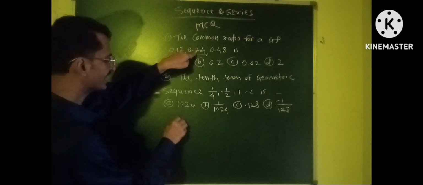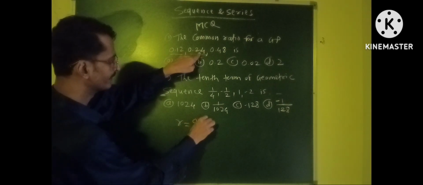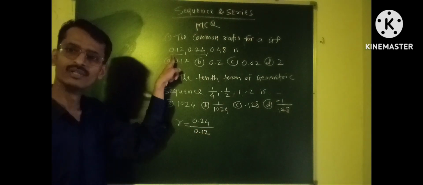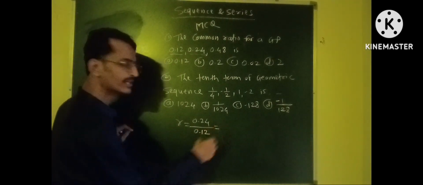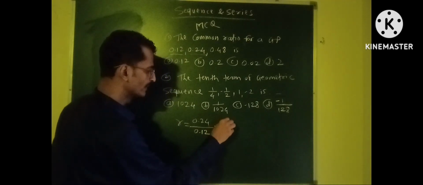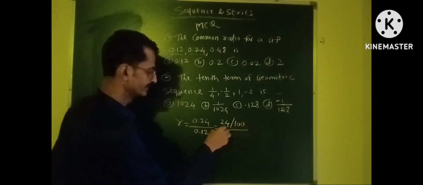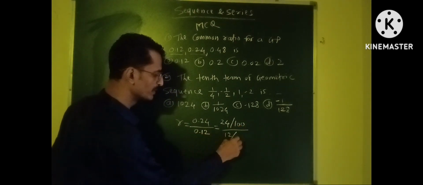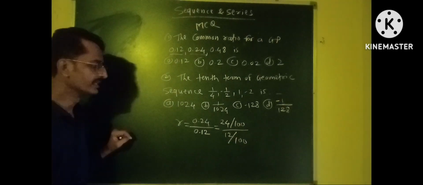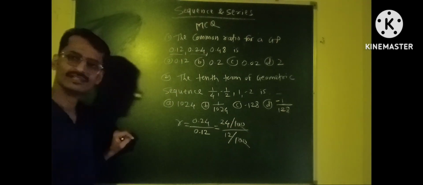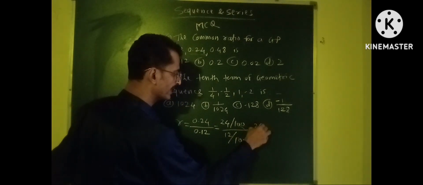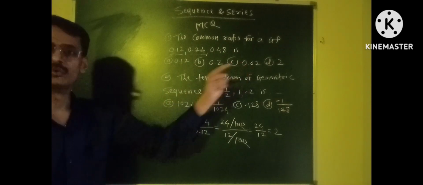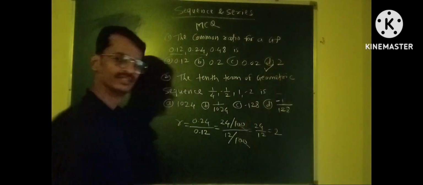So here write R as 0.24 upon first term 0.12, second term by first term. Now 0.24 we can write 24 upon 100, and 0.12 we can write 12 upon, there are two places, so 100. So this 100 and 100 get cancelled. So 24 upon 12, that is what? 2. So our answer is 2, that is option D.